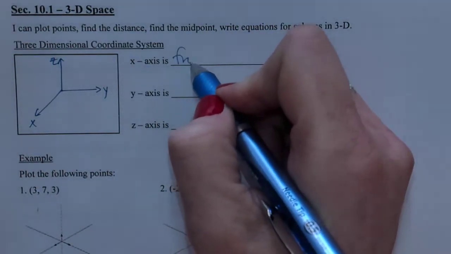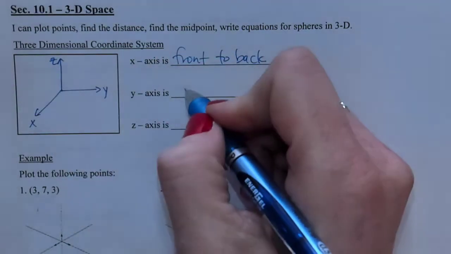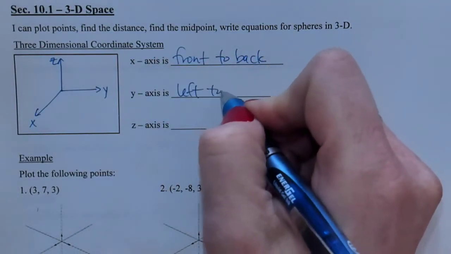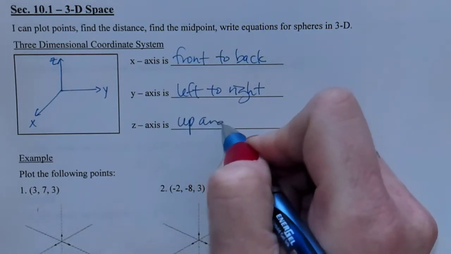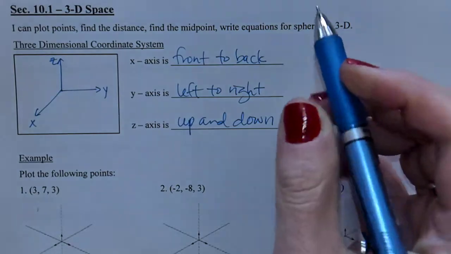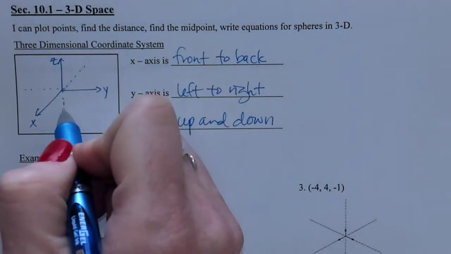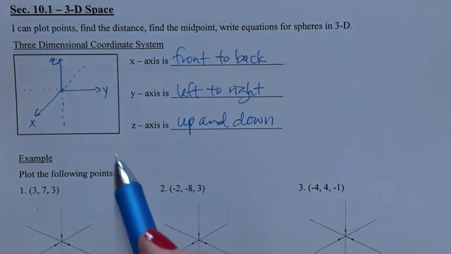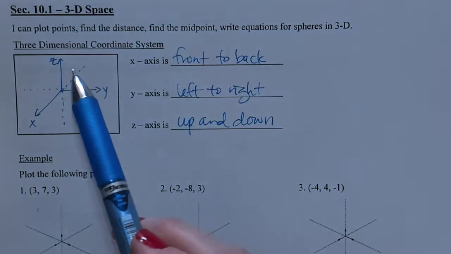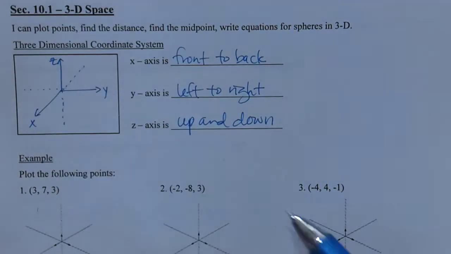So the x-axis is front to back, the y-axis is left to right, and the z-axis is up and down. What I drew so far are all the positive axes. The negative ones are the dotted lines. So x would kind of go back into the board, y would go to the left, and z would go down. And hopefully, I guess the hardest part for kids is to see this in 3D, but hopefully you see the x's coming out of the paper at you.